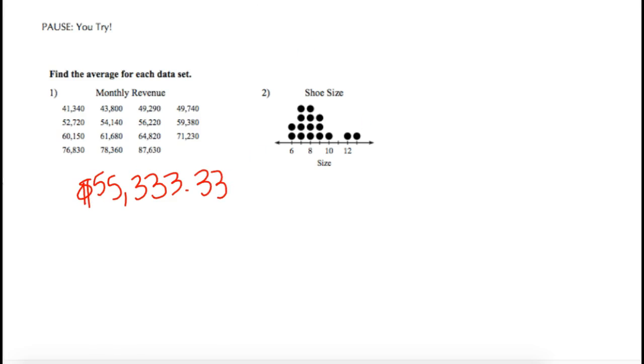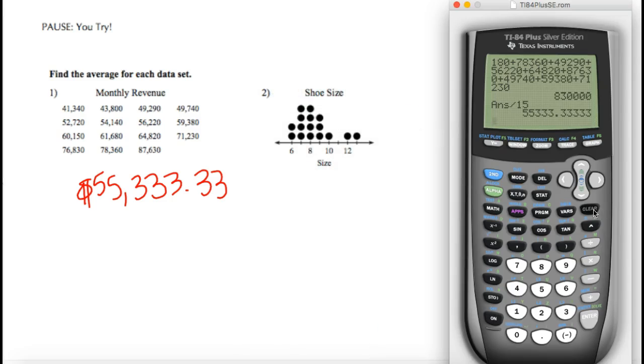Shoe size. Again, one more time, add them up and divide by your number of numbers. So I have 2 6s, I have 4 7s, I have 4 8s. So it looks okay so far. I have 3 9s. I have 1 10, 1 12, and 1 13.